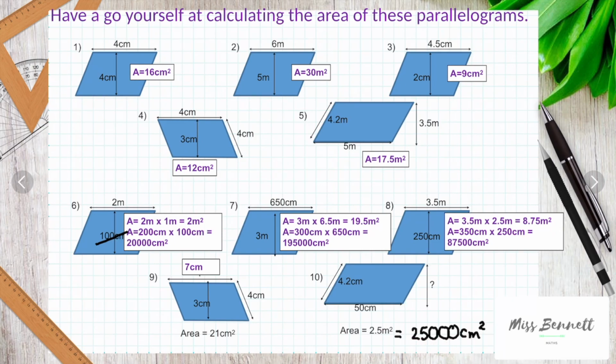So now I need to think, the base multiplied by the height has got to give us this value. What do I need to multiply 50 by to get 25,000? Well, 5 multiplied by 5 will give us 25. 5 times 50 is 250. I need to make this 100 times bigger. So I've got 500 centimetres. If I change this into metres, this would be 5 metres.